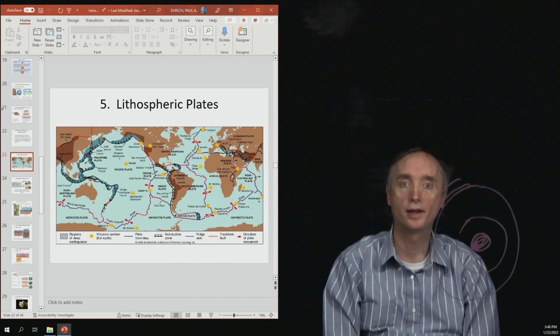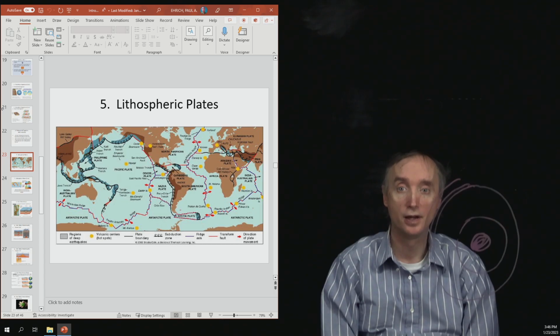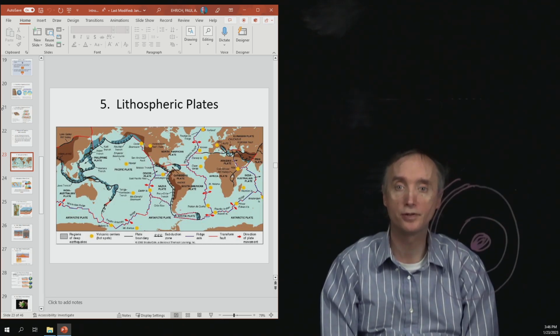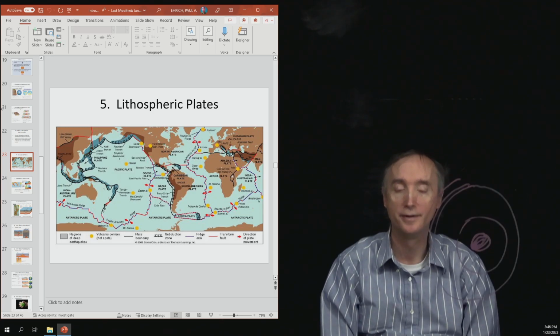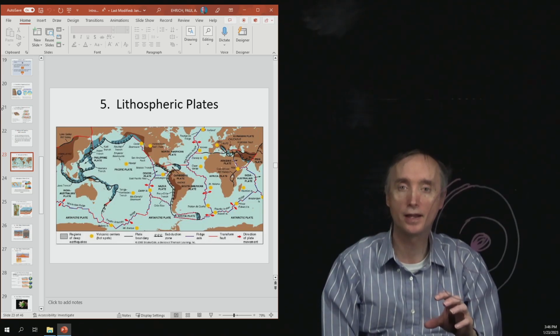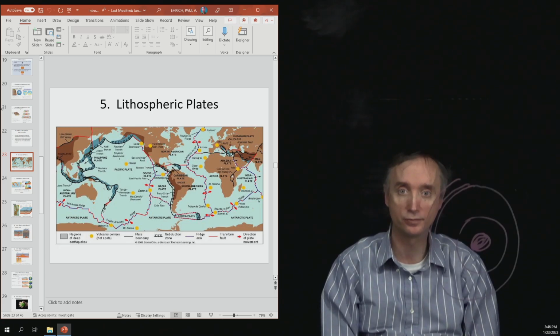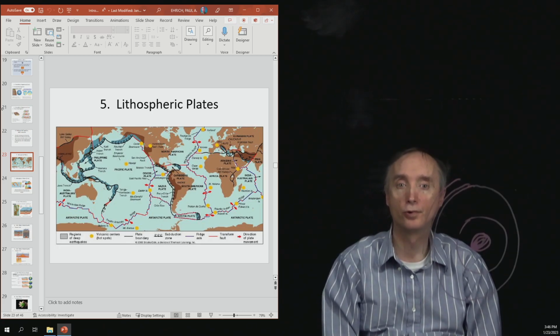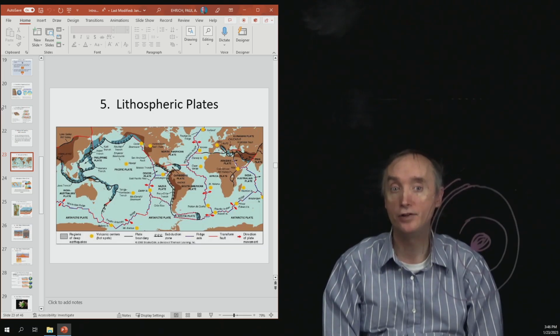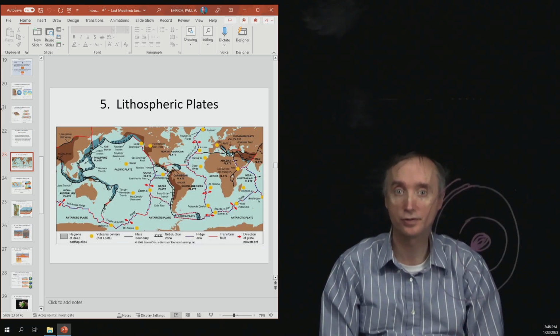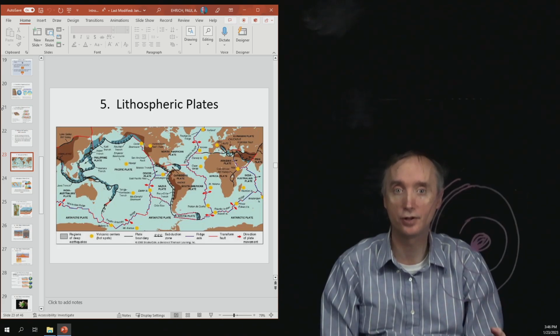So let's look at these lithospheric plates. The Earth's surface is broken up into a bunch of these plates. There's about 12 big ones, and then a whole bunch of little ones that go with them. An example of a really big plate would be the Pacific Plate, which, as you can see, takes up most of the Pacific Ocean. Another really big one would be the Eurasian Plate, which is a combination of Europe and Asia and a little bit of the Atlantic Ocean.